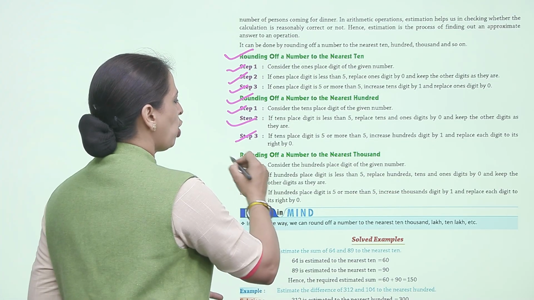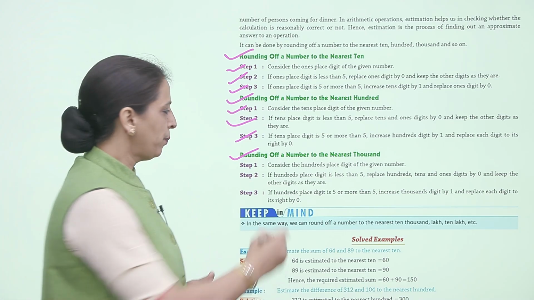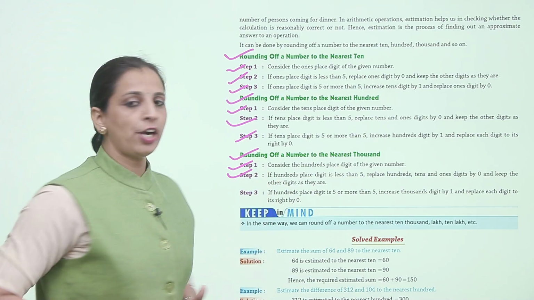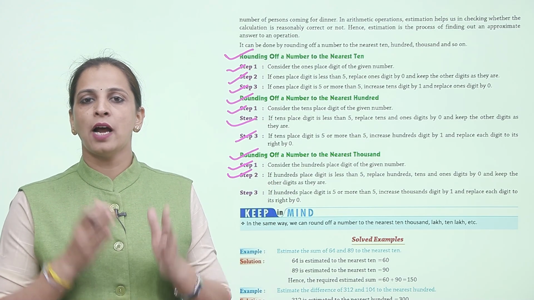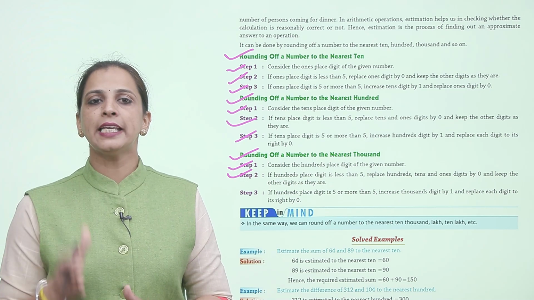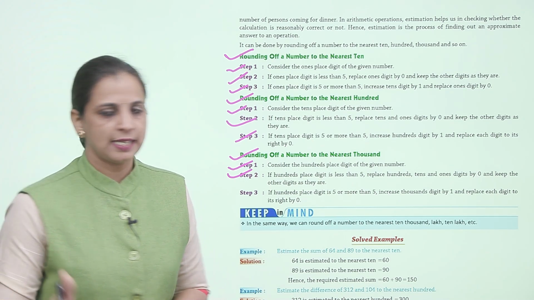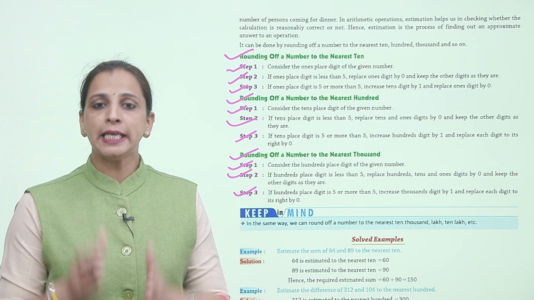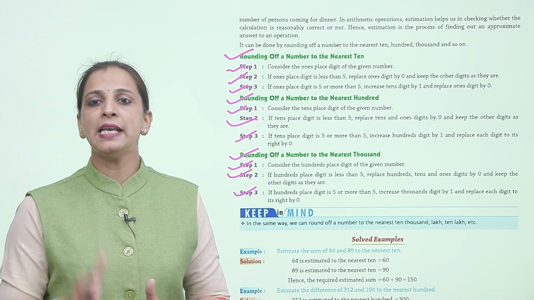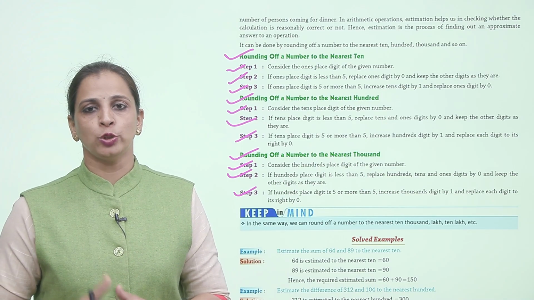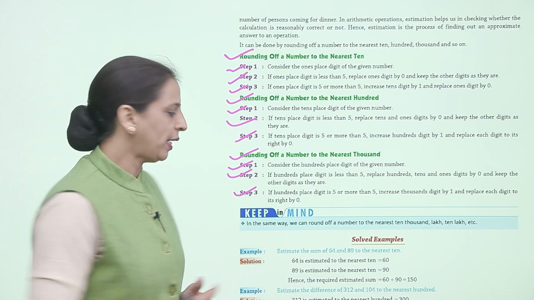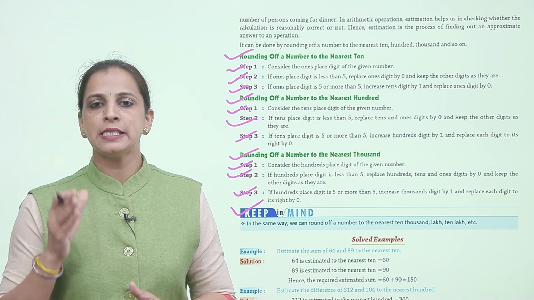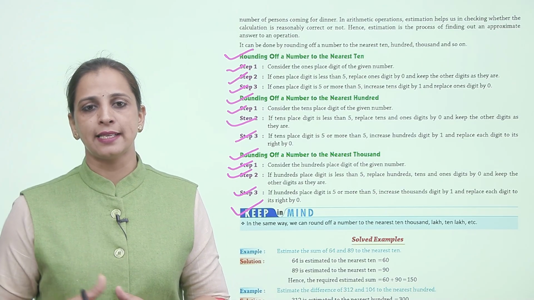Now next is rounding off a number to the nearest 1000. Step 1. Consider the 100 place digit of the given number. Step 2. If the 100 place digit is less than 5, replace hundreds, tens and ones digit by 0 and keep the other digits as they are. Step 3. If 100 place digit is 5 or more than 5, increase 1000 digit by 1 and replace each digit to its right by 0. That is 100, tens and ones. Keep in mind. In the same way, we can round off a number to the nearest 10,000, lakh, 10 lakh, etc.